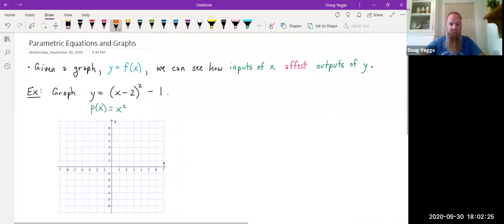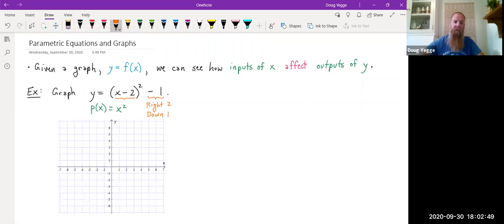Namely, the x minus 2 would cause me to move right 2, and the minus 1 would cause me to move down 1. Another way, at the beginning of learning to graph functions, was that we would plot values of x, or we would plug in values or inputs of x, and we would get the corresponding outputs of y and plot those.